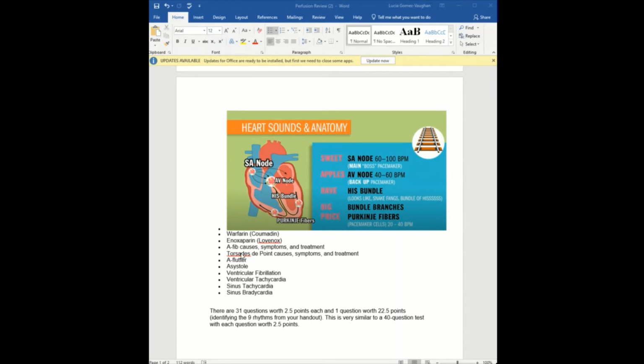That's all I have to go over on this sheet. Maybe I'll hit a couple of things on your concepts of perfusion. Well, let's see. I'm going to stop sharing.